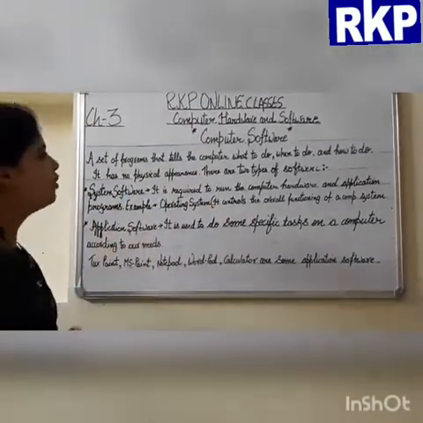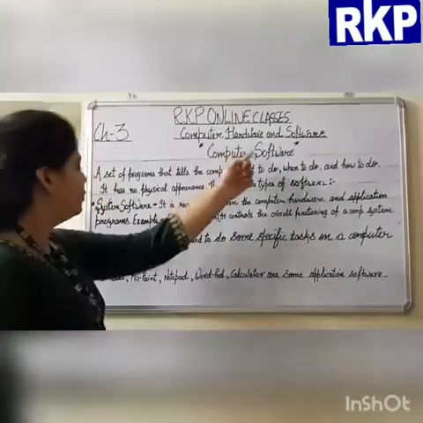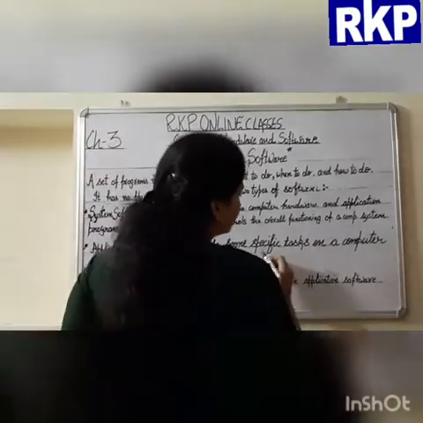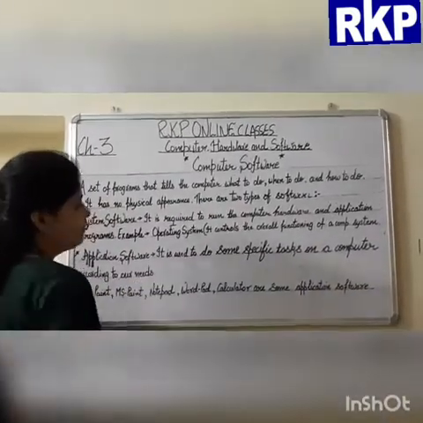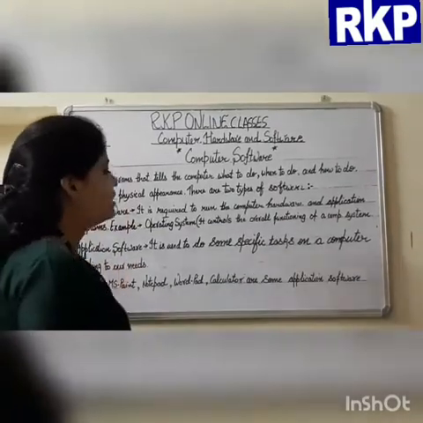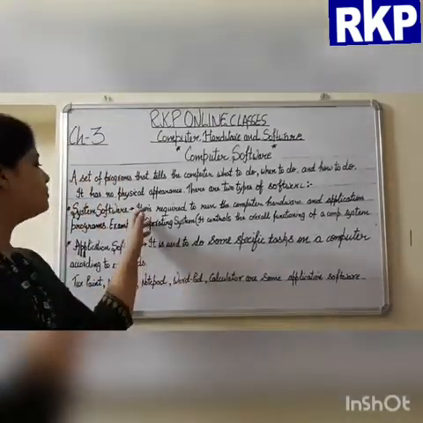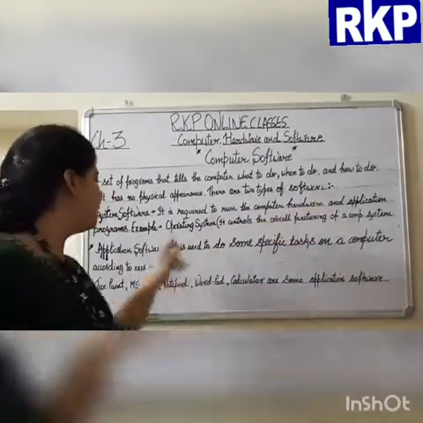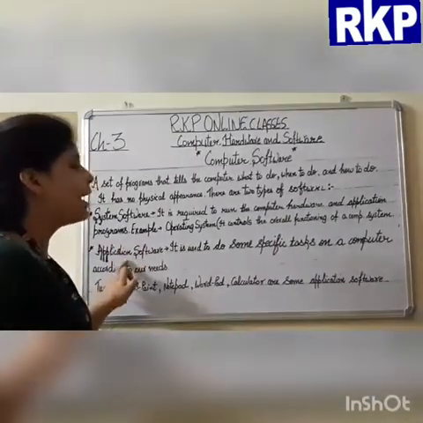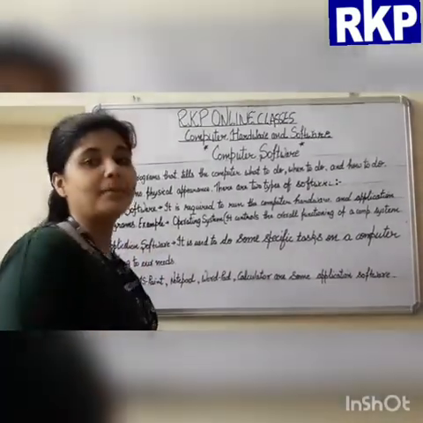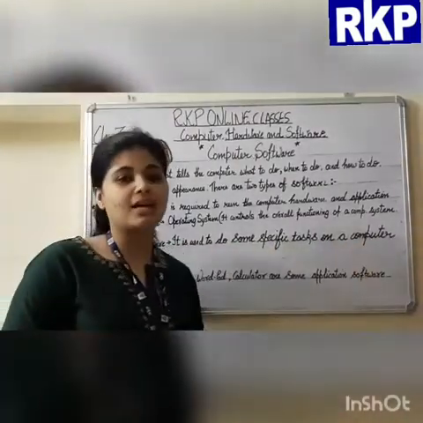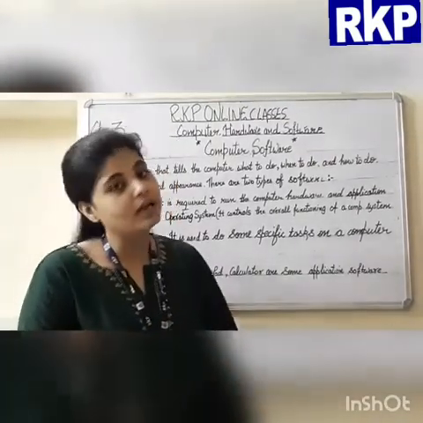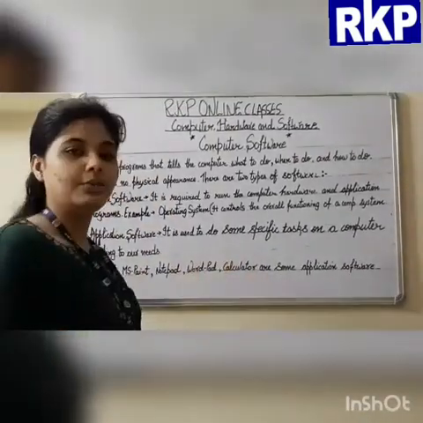Next is application software. This is the second type of our computer software. What is application software? It is used to do some specific task on a computer according to our needs. See, children, system software is required to run the computer hardware and application programs. But why do we install application software? In order to do a specific task on a computer, and we install it according to our needs. I will explain this with the help of examples.